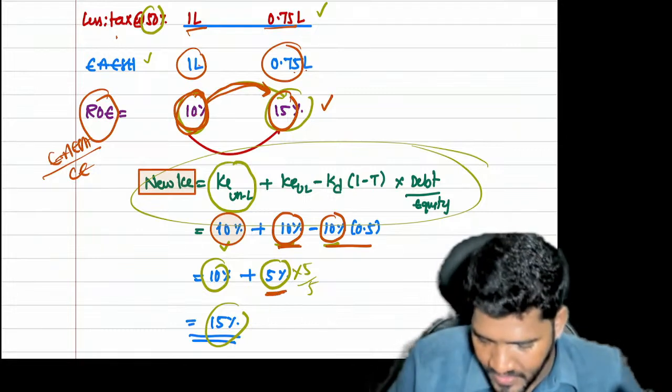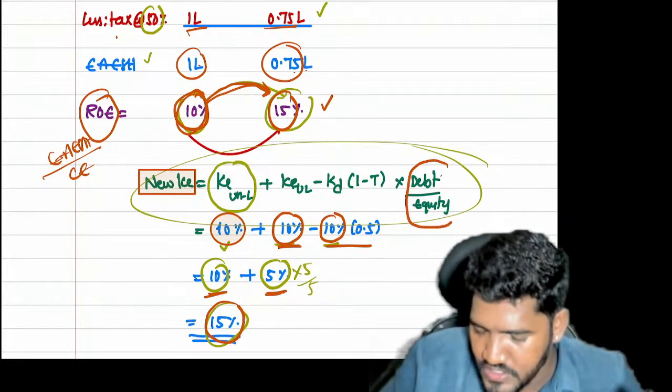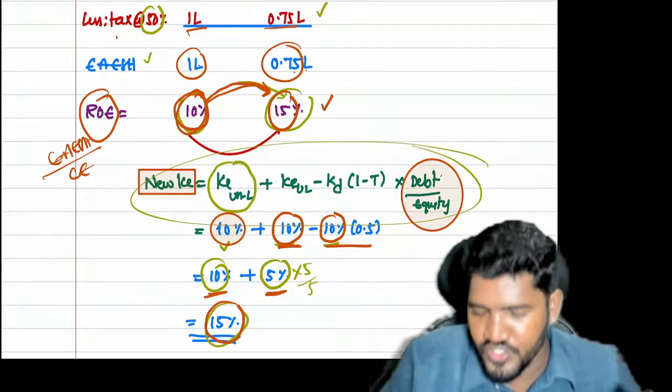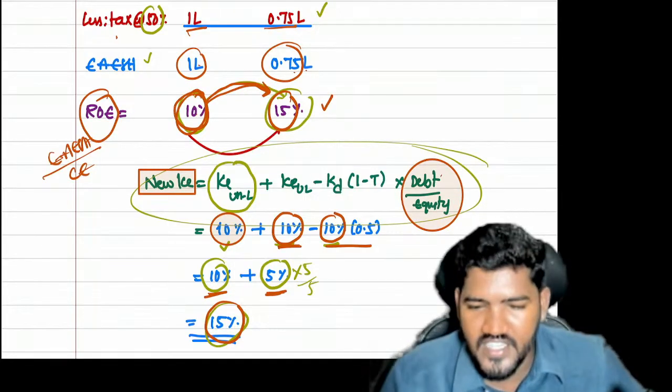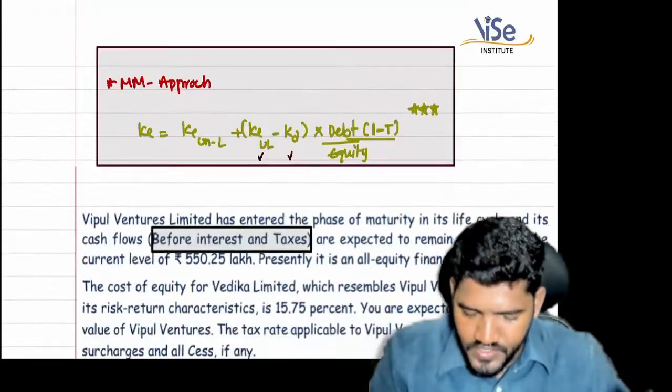This is 5%, so this is 10%. Total 15%. So this debt equity ratio is also very, very important. If the debt equity ratio changes, it means risk changes. If risk changes, expectation also changes.